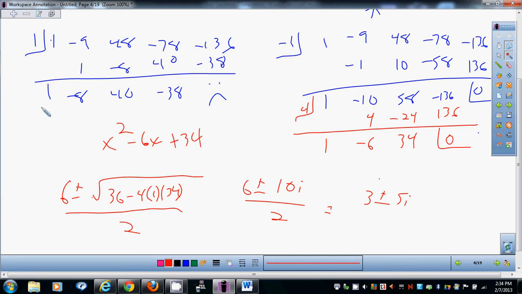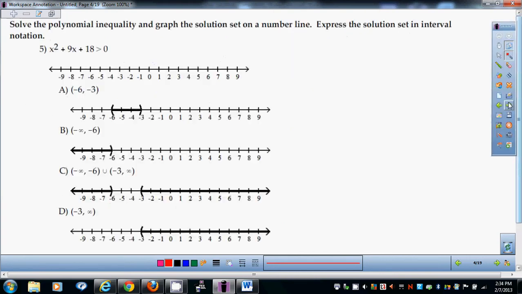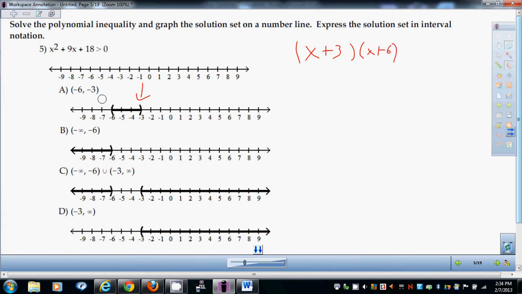Number 5. Solve the polynomial equation. Well, if you're a good factorer, you can probably get this, or you can probably take context clues from the answers. Looks like -3 and -6 are the only two numbers down here. So I'm going to think that x plus 3 and x plus 6 is how this is going to factor. Foil it out to see if we're right. That'll be x squared plus 6x plus 3x plus 6 times 3, and sure enough, that is the correct factorization.